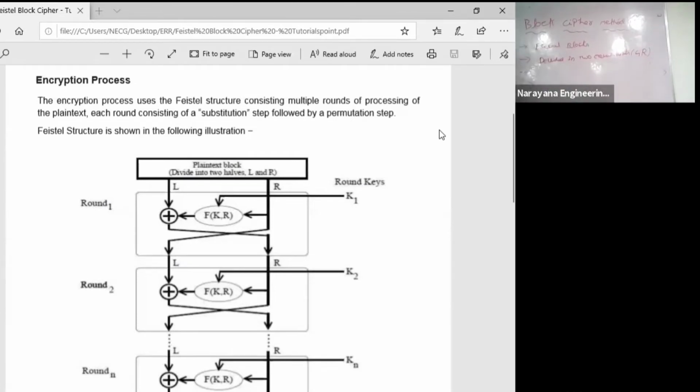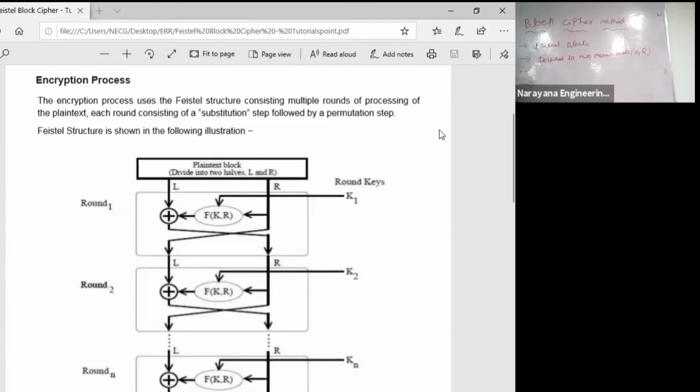For example, if the input block size is 64 bits, each 64-bit block will be divided into two equal parts, that is, 32 and 32. That is the left and the right sub block, right? So each and every block will be divided into two equal sub blocks: one is the left part and the other is the right block.